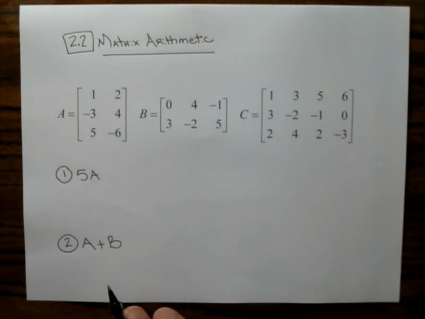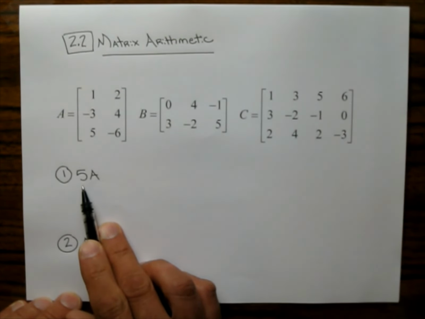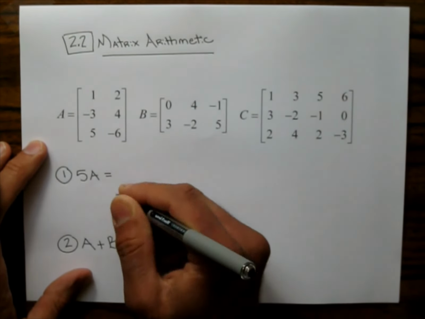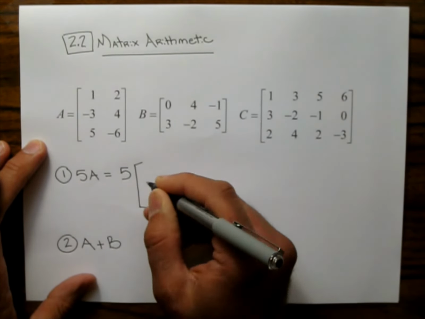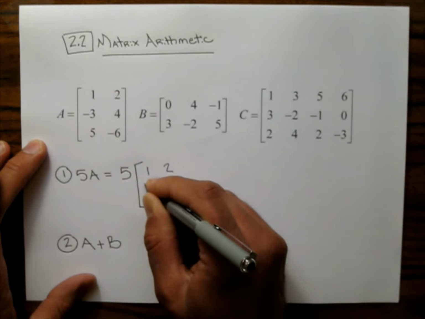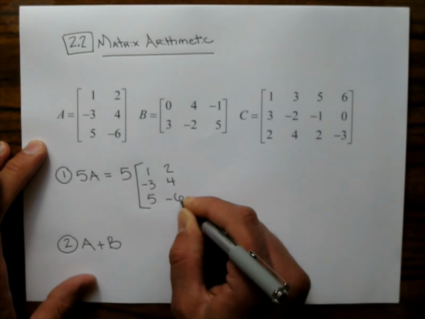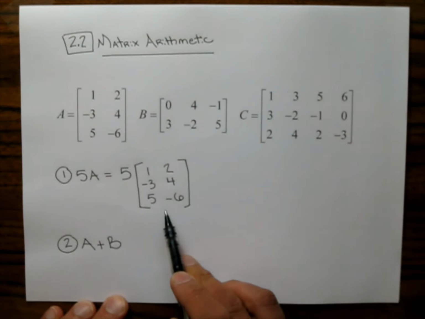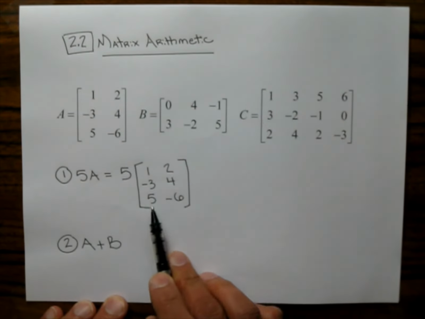So the very first thing that we're going to do is see how you multiply a matrix by a number. Sometimes that number is called a scalar. So let's go ahead and write this out. This is going to be 5 times this matrix: 1, 2, negative 3, 4, 5, negative 6. If you were to come up with the rules on your own, maybe you can think about how you would define this scalar multiplication. How would you do it?